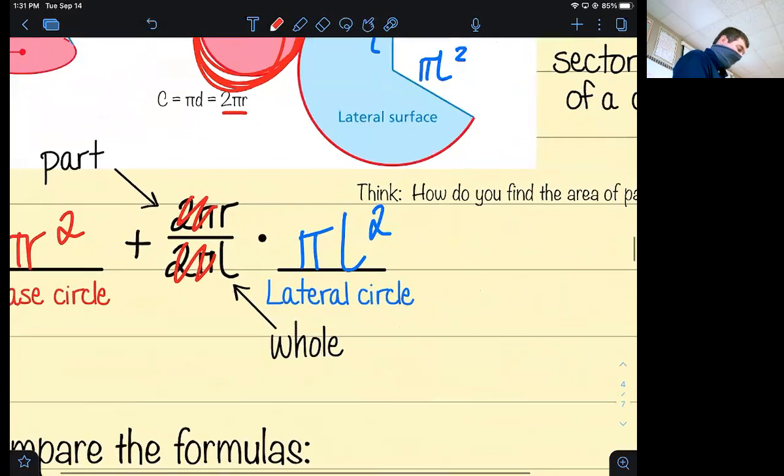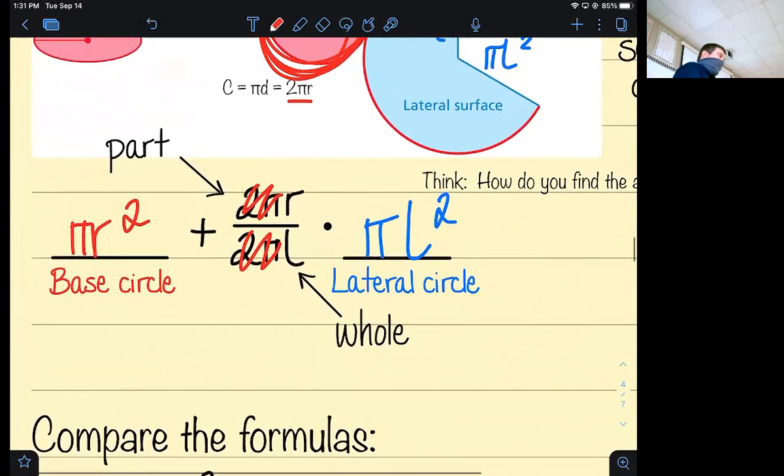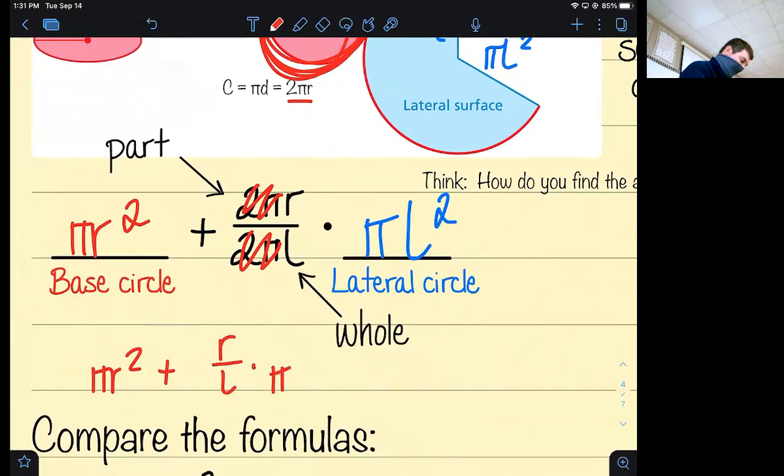Okay. So now I have this. I've got pi r squared plus r over L times pi L squared. Well, what's L squared mean? Lizzie? The slant height. You're thinking way too far into it. L squared means L times L. I know, but I was trying to think of what it represents. Yeah, I see what you're saying.